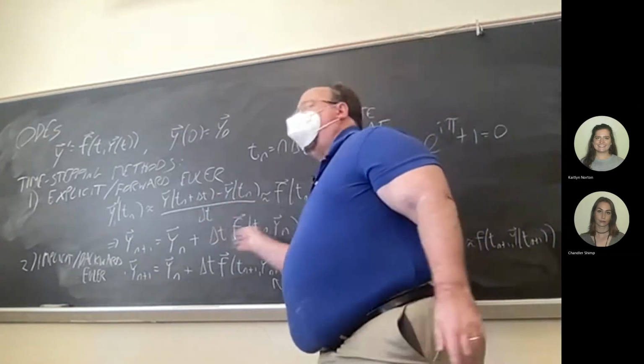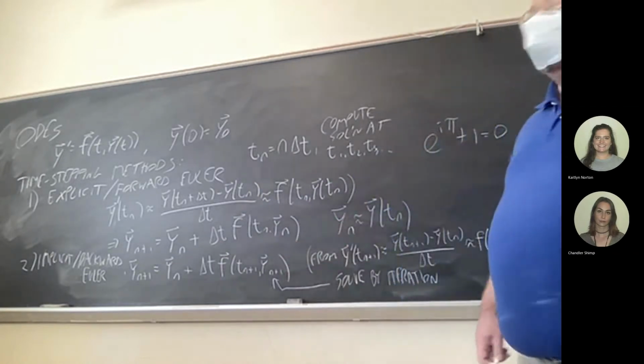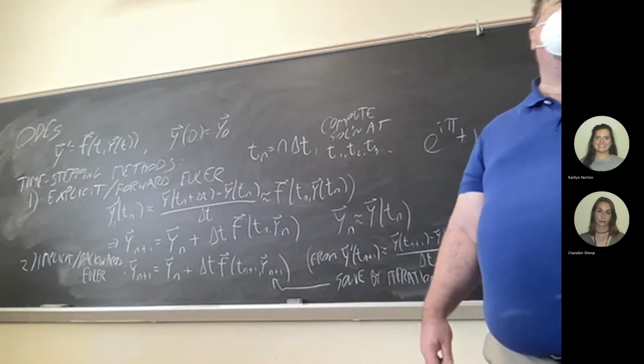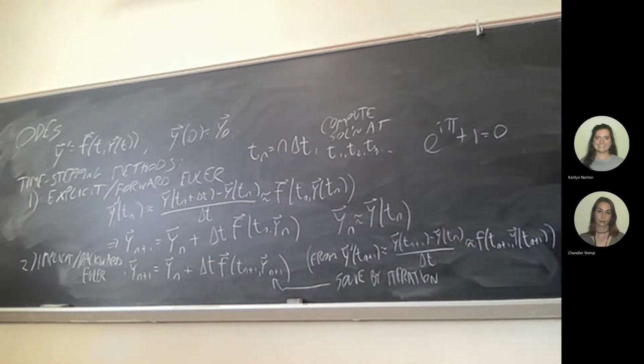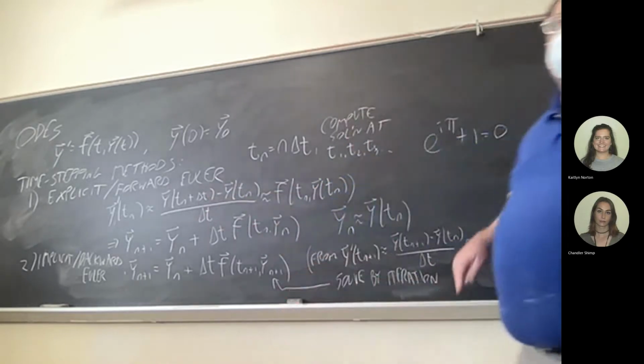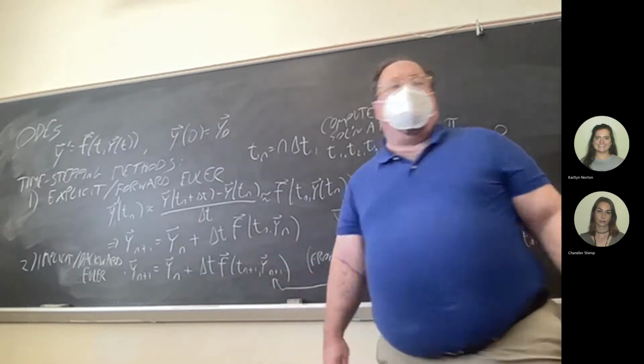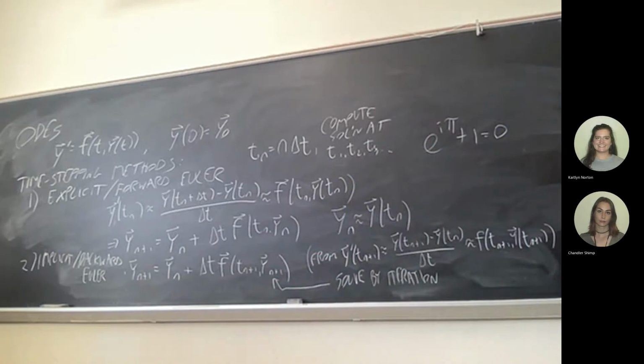With an explicit method, it's plug and chug. You have your solution at the previous time, just plug it into the right side, and out comes the solution at the new time. But you can't do that here. You need some initial guess. For example, it'd be perfectly fine to use yn as an initial guess for yn plus 1. Or you can compute this, and that is an initial guess. Then you can substitute that in here, like a fixed point iteration. There are different iterations you can choose to solve for y at the new time.